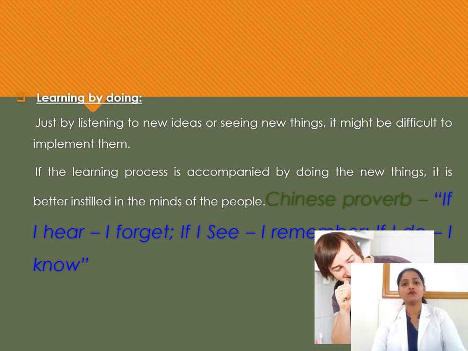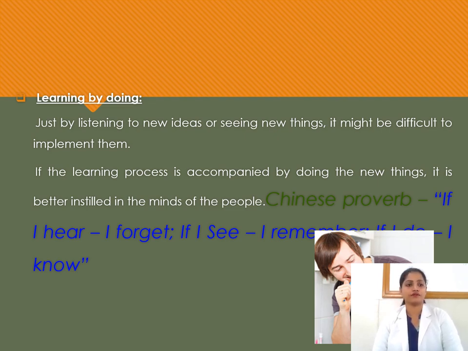So make them do the process. For example, if you teach them the brushing technique, ask them to perform it with a model, so that person will remember it throughout their lifetime, and whenever they do it in their own life, they keep repeating it in the same manner. So doing it helps them to learn very quickly.